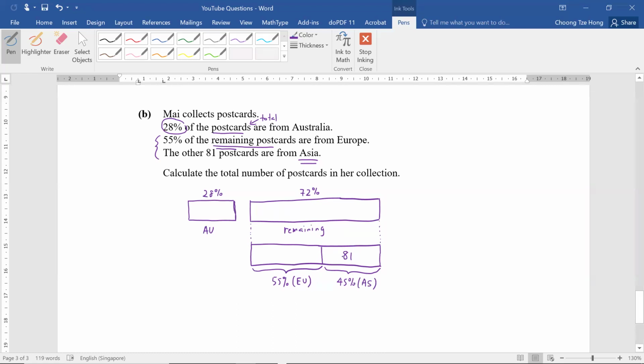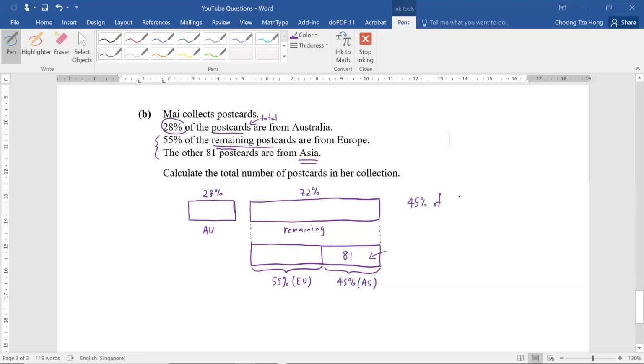That will allow us to later calculate how many postcards 100% of the remaining is. Then we will be able to transfer the number back up here, and this will give us 72% of the total. Then we will be able to calculate the total number of postcards in her collection. So that's basically what we're going to do. I'm going to write the working by the side here. We're going to start from here.